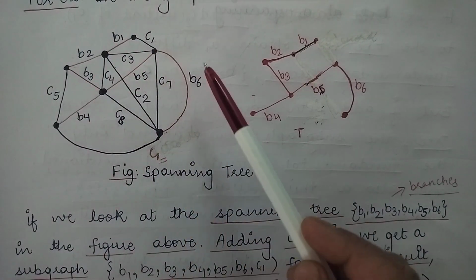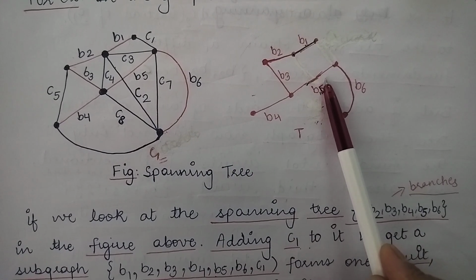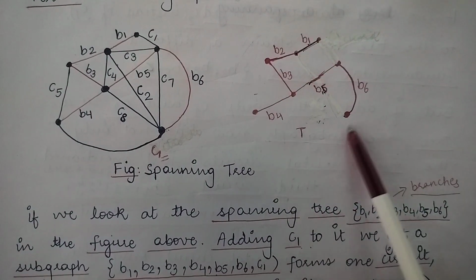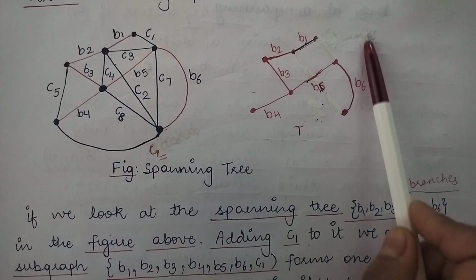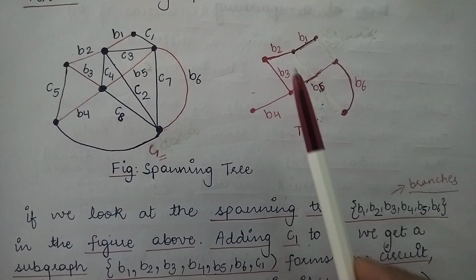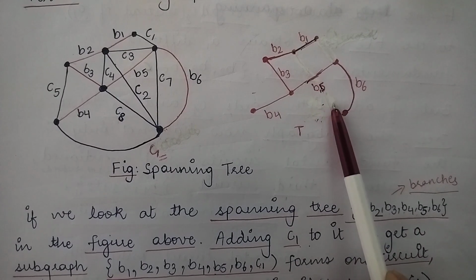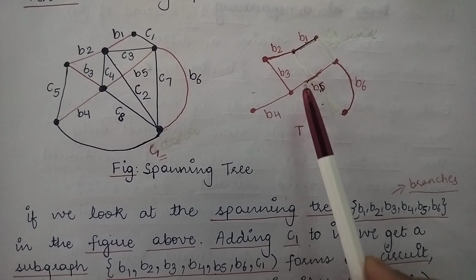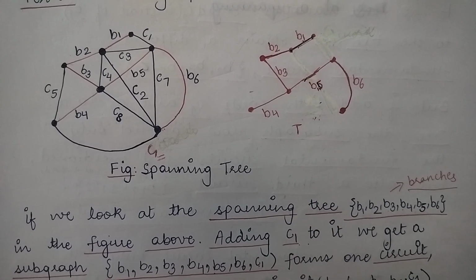If I take out the spanning tree from this connected graph, this is what I have. This is the structure or the scaffolding that I have. This is my spanning tree, right? Out of this connected graph, this is my spanning tree. And any circuit formed in this spanning tree by adding a chord to it will create a fundamental circuit, right?